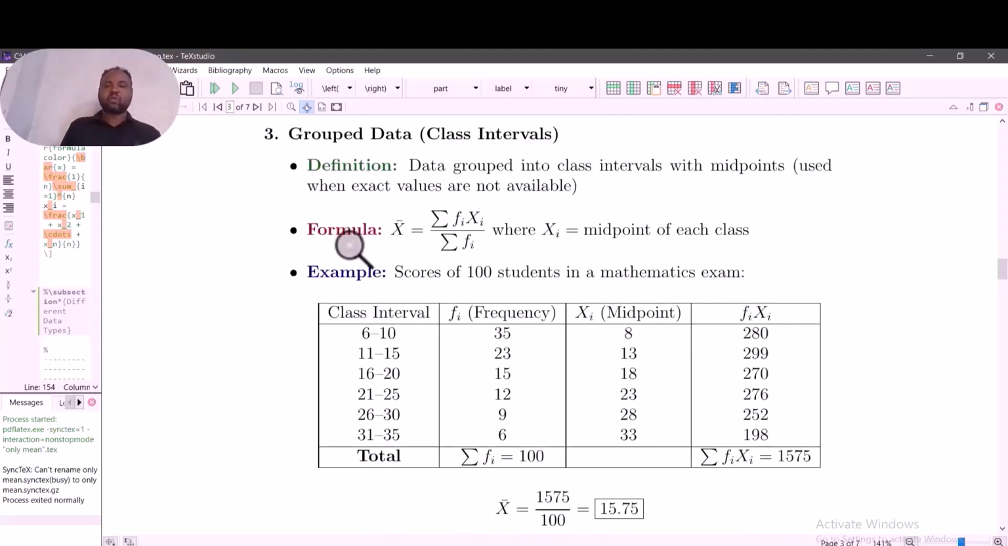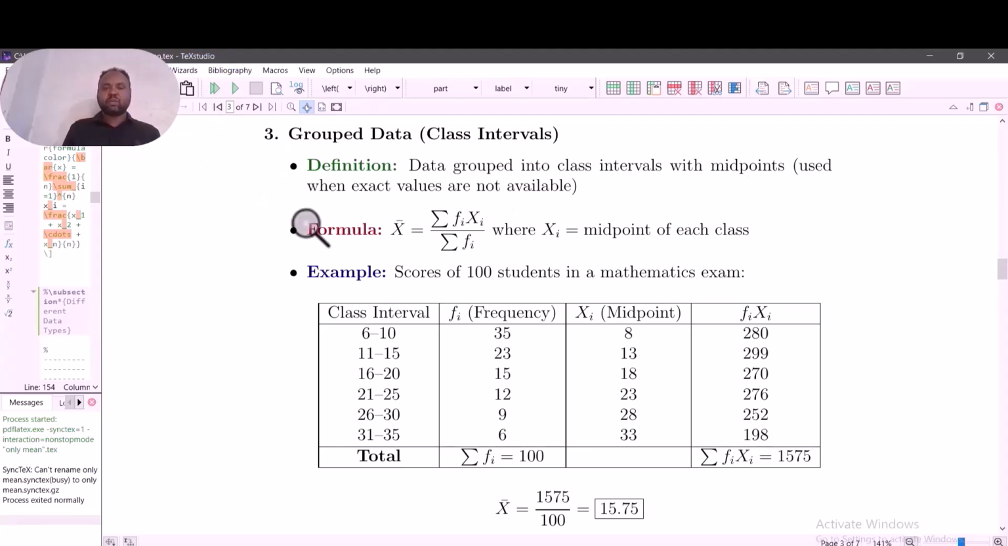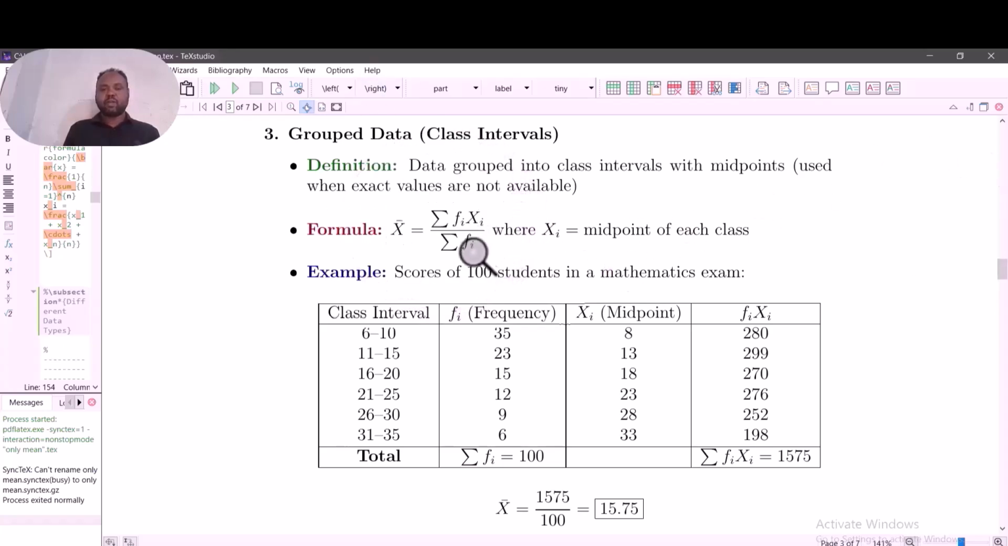We can also compute arithmetic mean from grouped data. Grouped data is a frequency distribution for continuous variables, meaning data grouped into class intervals with midpoints. It is useful for computing arithmetic mean using this formula, which is similar to that of ungrouped data. The difference is that x is the midpoint, whereas in the ungrouped case x was the distinct values.